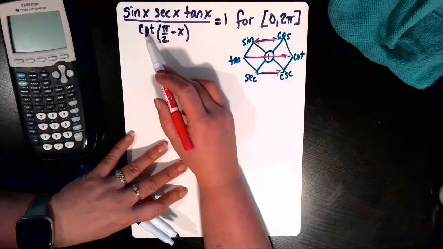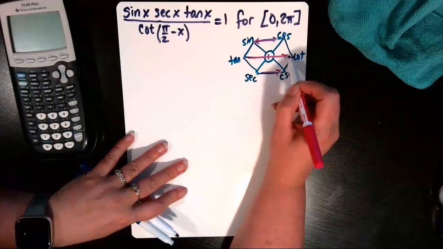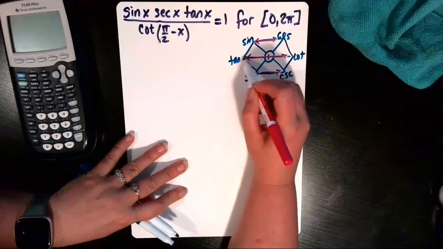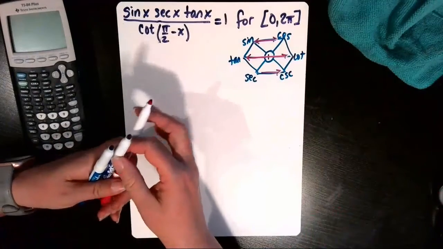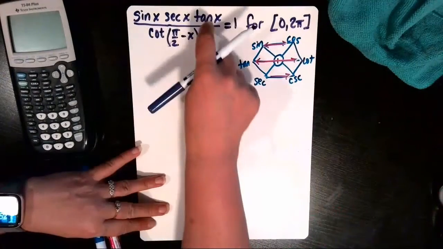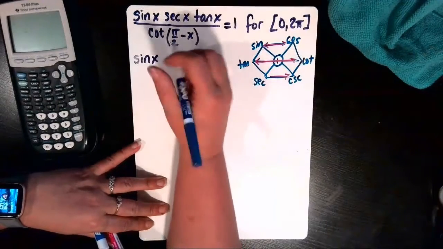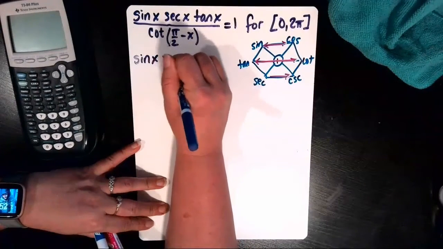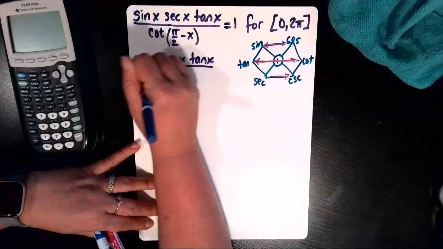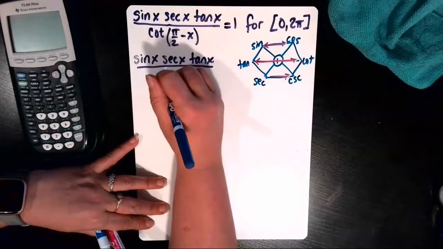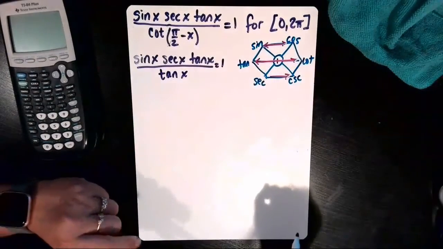So the cotangent of pi over 2 minus x, that's cotangent right here. If we head horizontal, we see that that's equivalent to tangent, since those are cofunction identities. So we can swap out this denominator with tangent. So sine of x, secant of x, tangent of x is in the numerator, and now with that cofunction identity, this is all divided by the tangent of x.